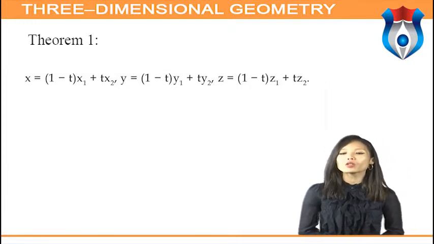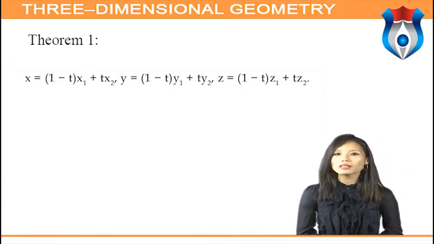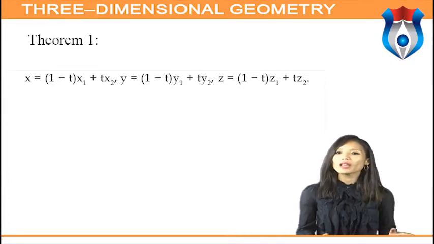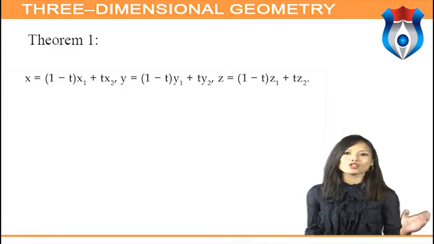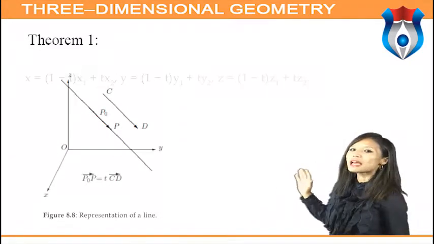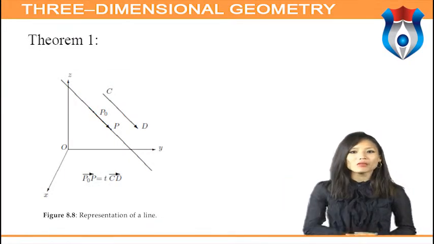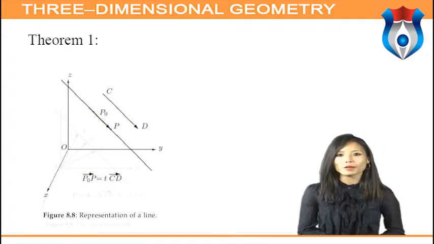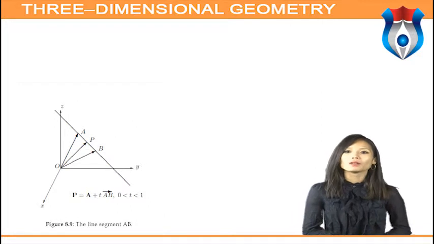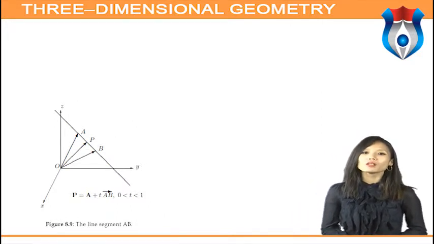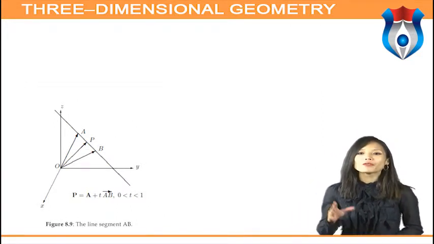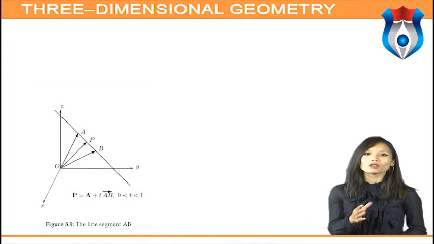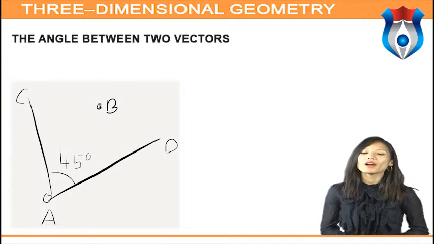If A is equal to (x1, y1, z1) and B is equal to (x2, y2, z2), then we have x, y and z as shown on the screen. There is an important geometric significance in the number t of the above equation of the line through A and B. Theorem 2. Joachimsthal's ratio formulae. If t is the parameter occurring in theorem 1, then let us clarify the angle between two vectors.